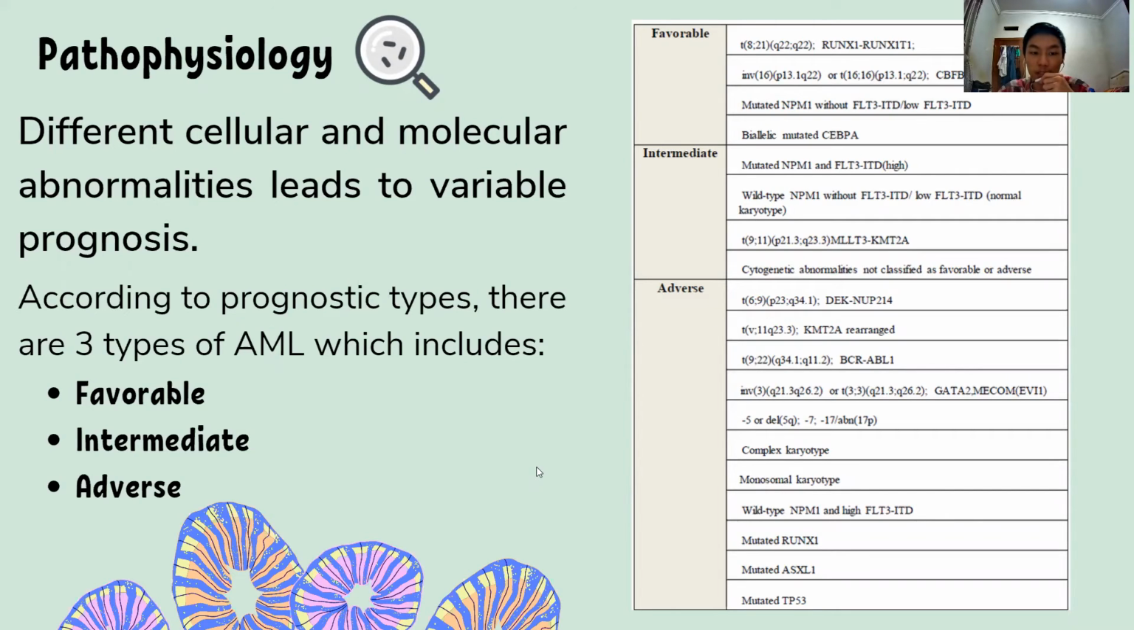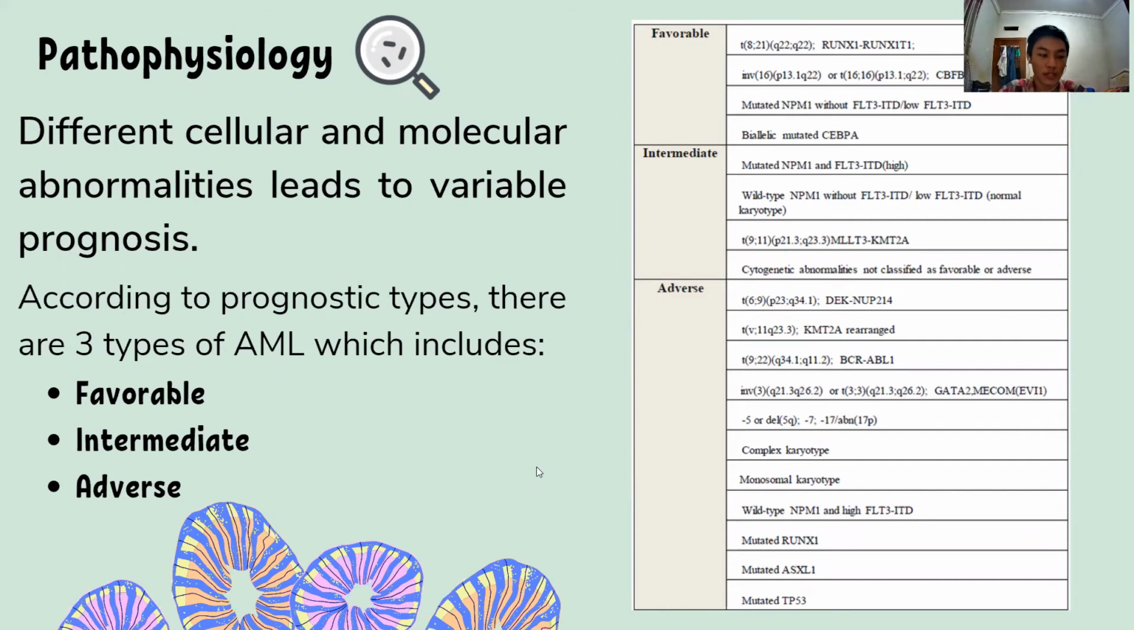Now I'm about to continue the explanation about the pathophysiology of acute myeloid leukemia. As AML is a heterogeneous disease, it can be caused by different cellular and molecular abnormalities, which, depending on their types of mutations and abnormalities, may lead to variable prognosis.